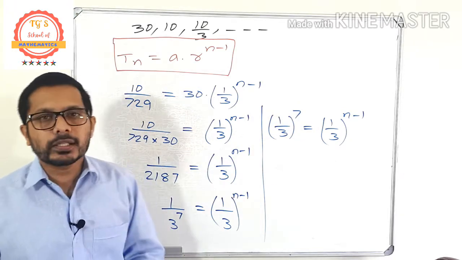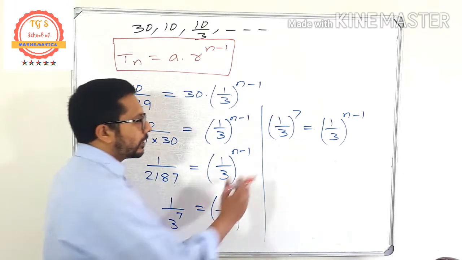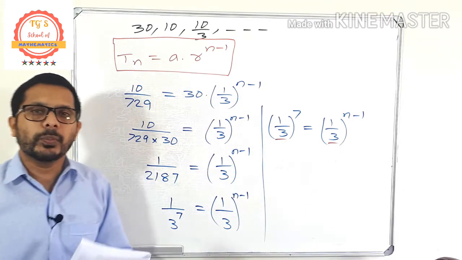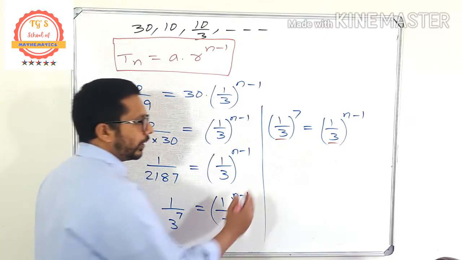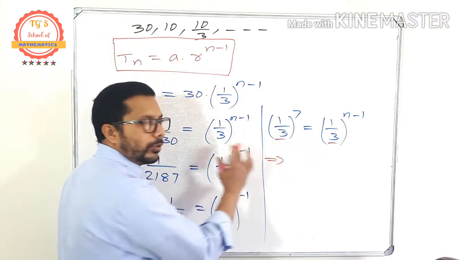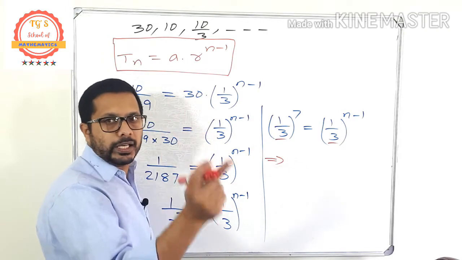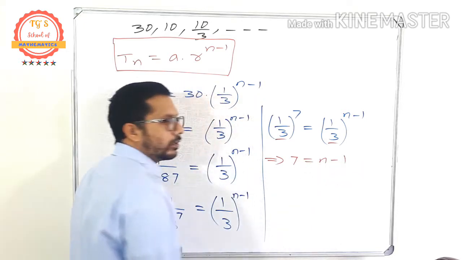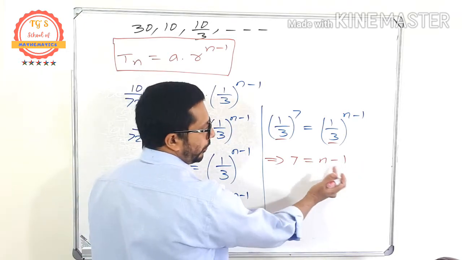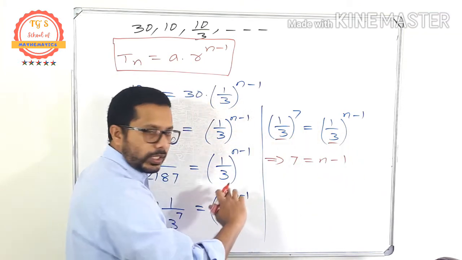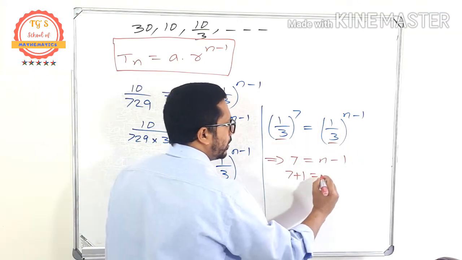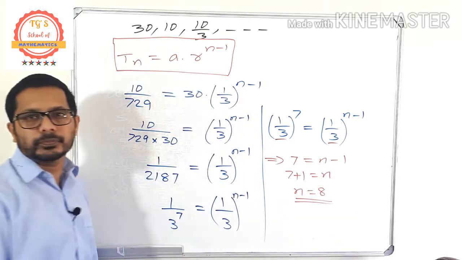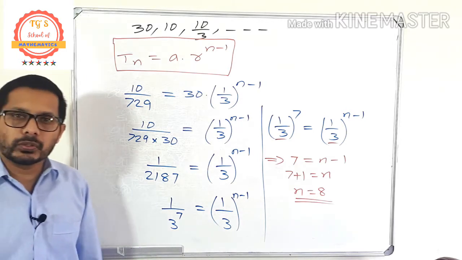So now look at the bases. On the left side, what is the base? 1 over 3. Right side, what is the base? 1 over 3. That means the bases are the same. So what is the meaning of that? What you studied in your class? If the bases are the same, you can equate the exponents. So if you equate the exponents, 7 is equal to n minus 1. So from here, how can you find n? Take this minus 1 to this side. That means 7 plus 1 is equal to n, or n is equal to 7 plus 1, that is 8. Okay, so this is how you can do this question.